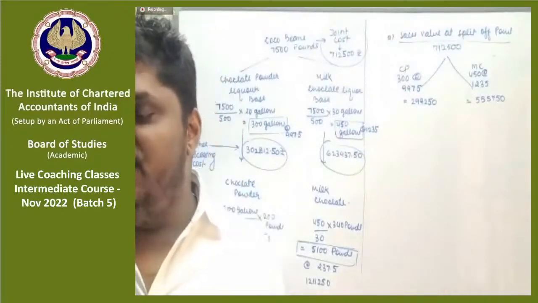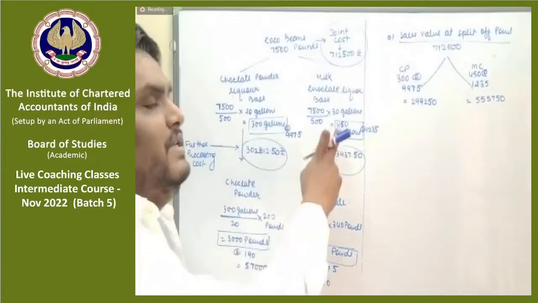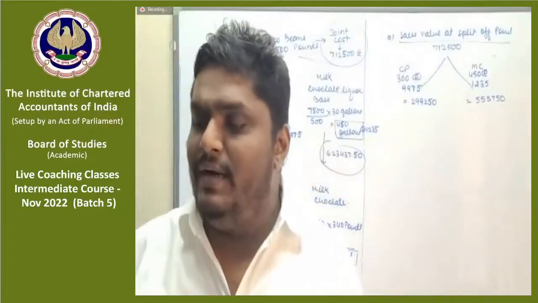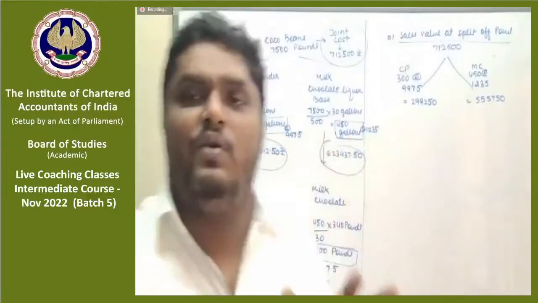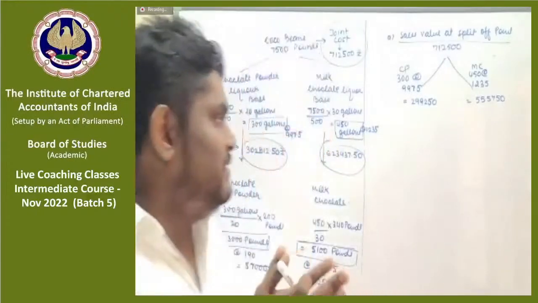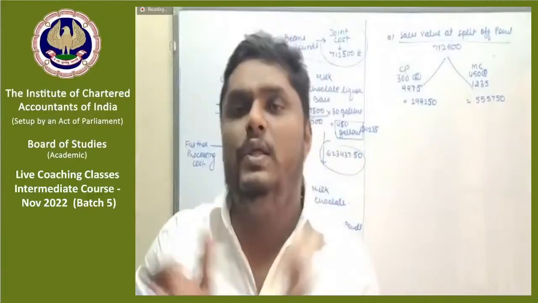The second method is physical units method. So 300 is to 450. The third method is estimated net realizable value method. Sales value minus further processing cost, you will get the net realizable value, you can solve it.